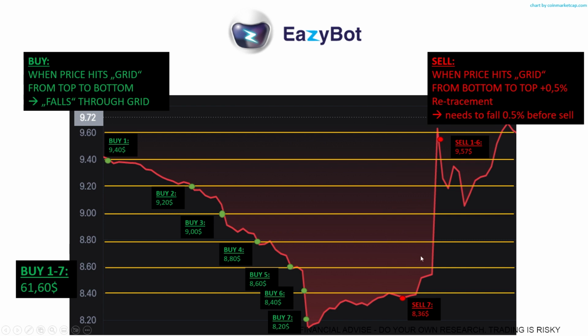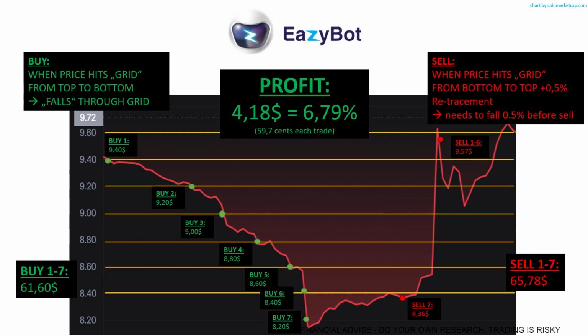But you can see that all other 6 buys would make much more profit because our coin chart here skyrockets up. Okay, we go through all the grids and we are not selling here, not selling here, not selling here, not selling here. We go all the way to the top and from here wait 0.5% to drop and then sell all 6 covers. So in this theoretical example, we would bank in $65.78 or $4.18 in profit, which equals 6.79%, which makes 59.7% each trade. That's almost triple the value of the normal grid strategy.